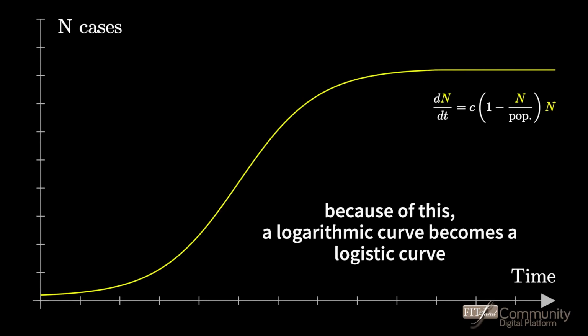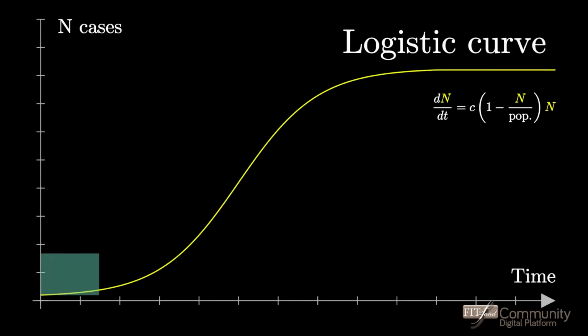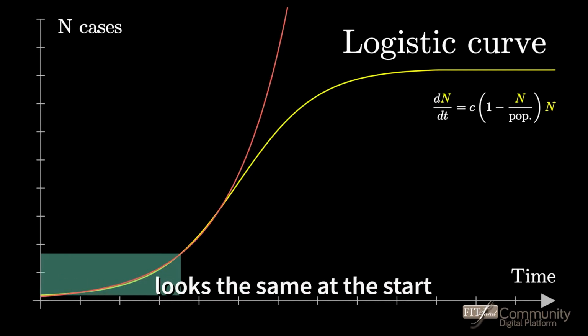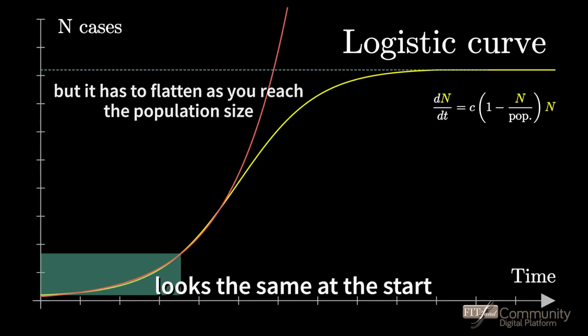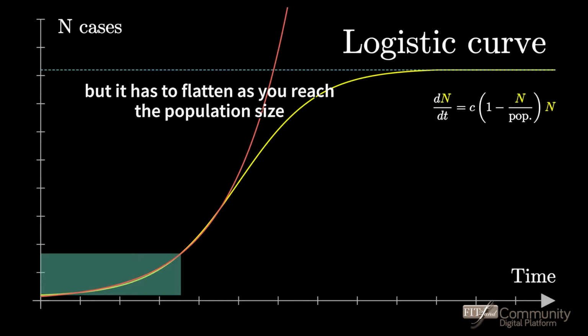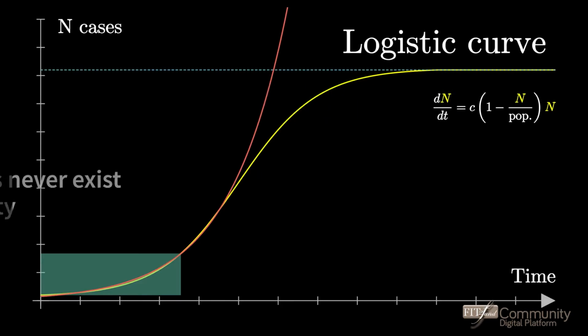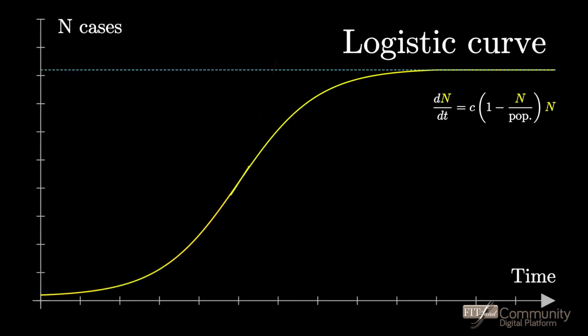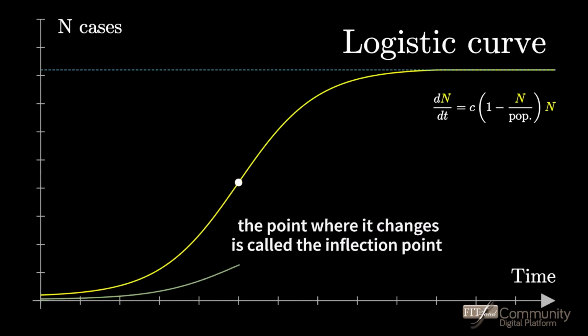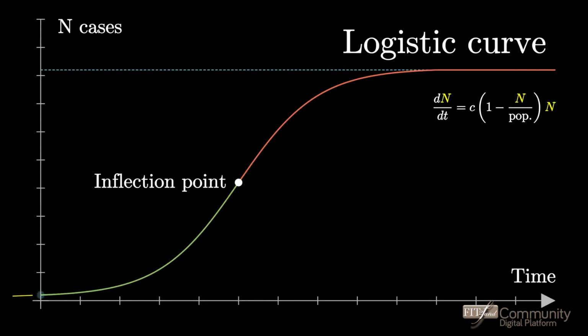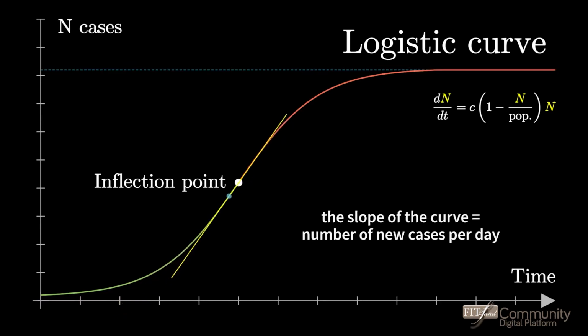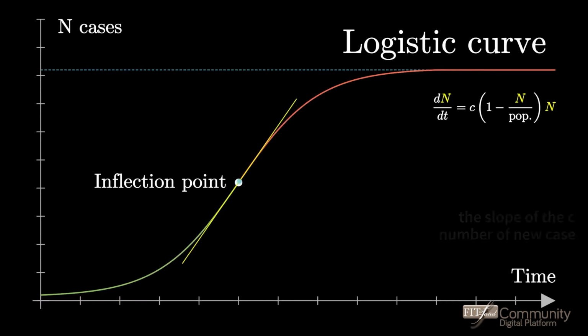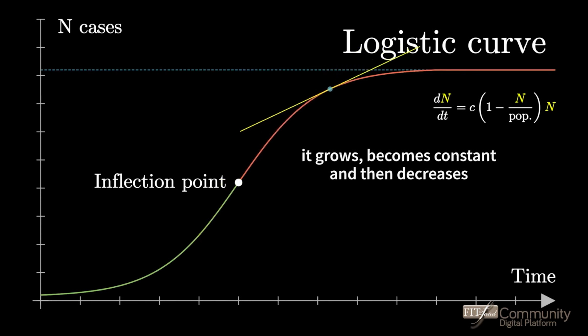So first, we look at the logarithmic scale, and we find that it becomes a logistic curve. A logistic curve looks exactly the same as the exponential curve in the beginning, but it flattens out as you reach the population size. So it's important to mention that true exponentiality doesn't exist in reality in the world today. It's a mathematical concept. The point where the change goes to 1 is called the inflection point. That means on that day, the amount of newly infected people is the same as the newly infected people yesterday. It does not mean it's declining. It means it stays the same.